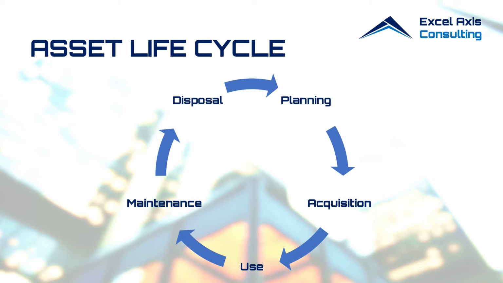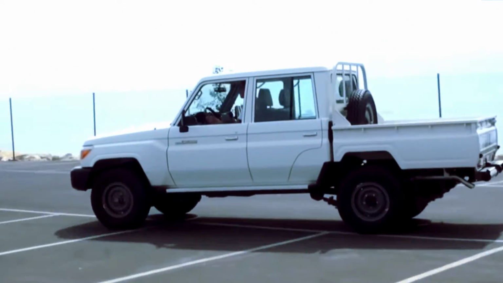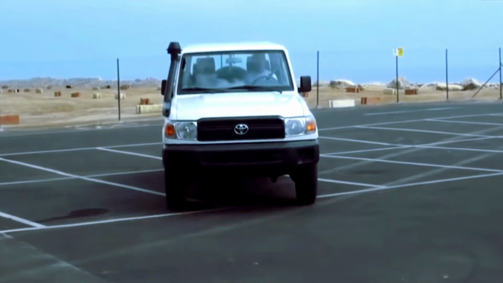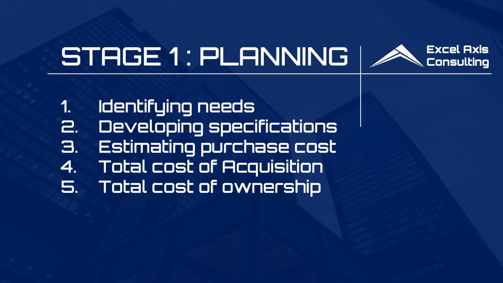To demonstrate the life cycle, I'll use the example of a Land Cruiser J70 series, which is a double cabin pickup. Stage 1. Planning. The planning stage involves identifying needs, developing specifications, and estimating the purchase cost, total cost of acquisition, and total cost of ownership.